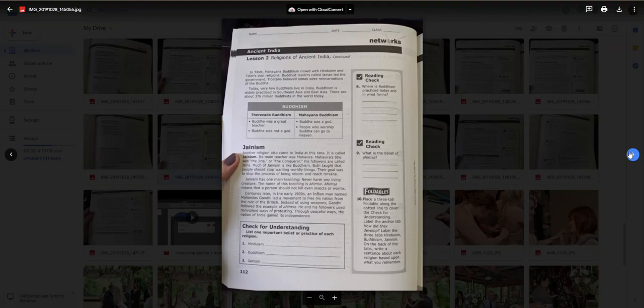Jainism has one main teaching: never harm any living creature. The name of this teaching is Ahimsa. Ahimsa means that a person should not even kill insects or worms.